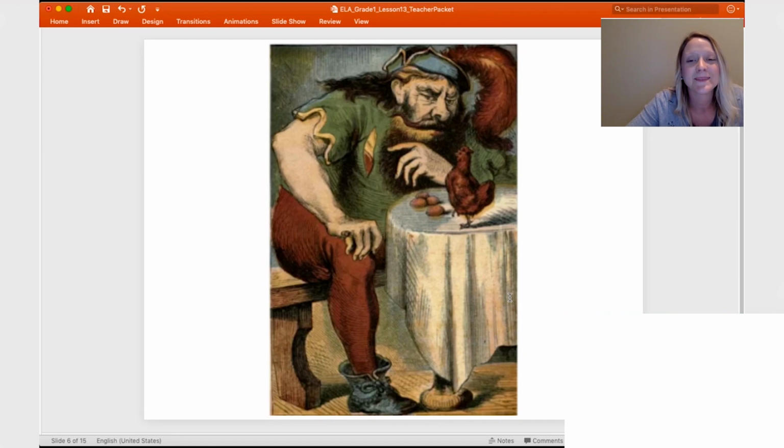So boys and girls, it says that he didn't go straight to the giant's house this time, did he? What did he do instead? Go ahead and turn and share out with the person watching with you today. Yeah, he hid behind that bush, right?